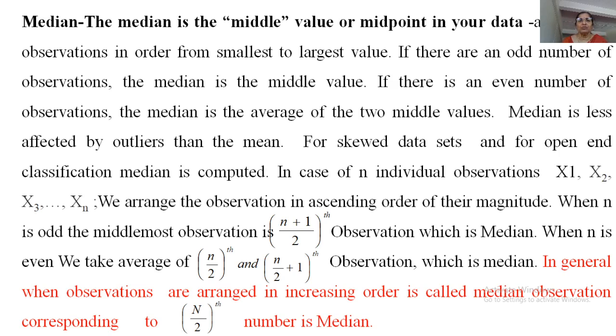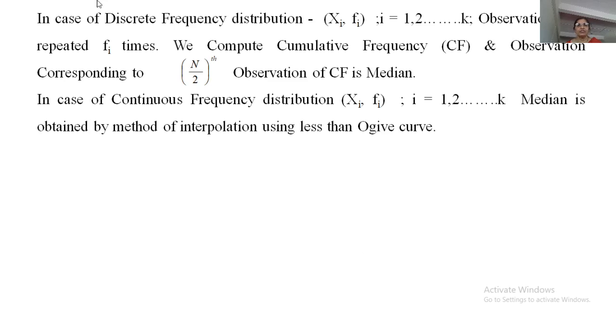You take the average of these two observations, and this value is such that exactly 50% of the observations will be less than it, and 50% of the observations are more than it. So in case of an even number of observations, you have to consider two middlemost observations, the (n/2)-th and the (n/2 + 1)-th, and you take the arithmetic mean of these two observations.